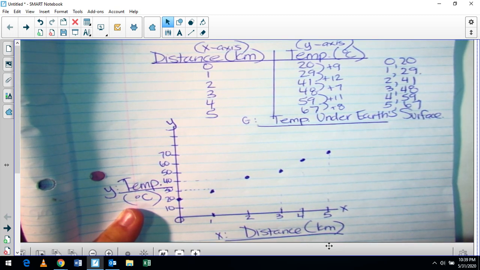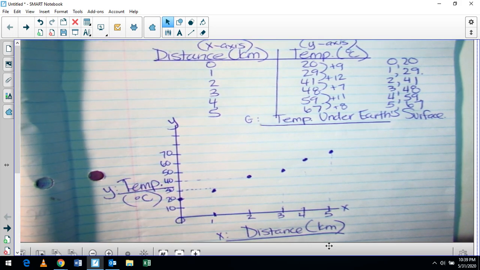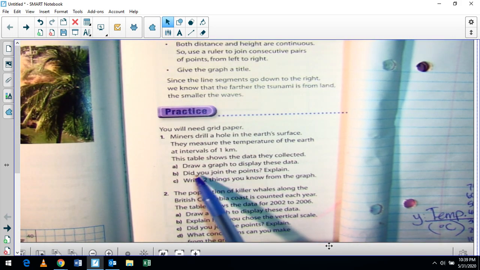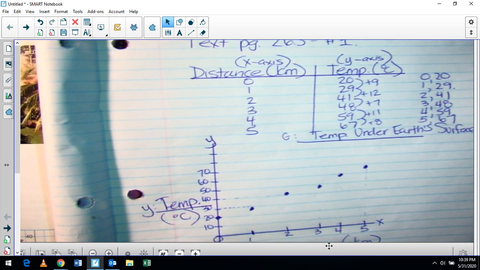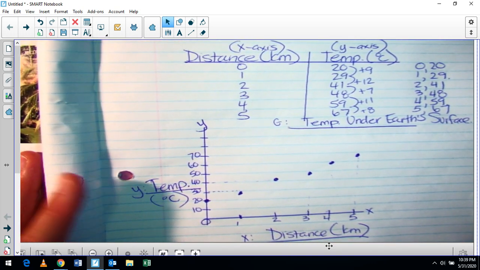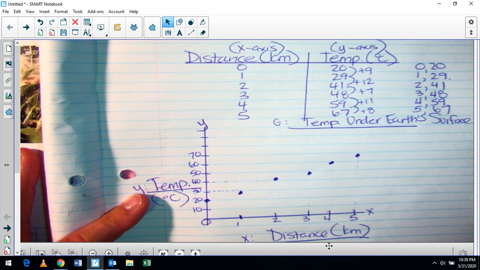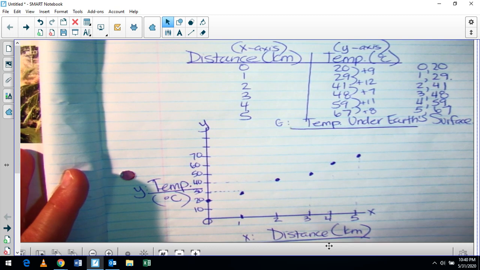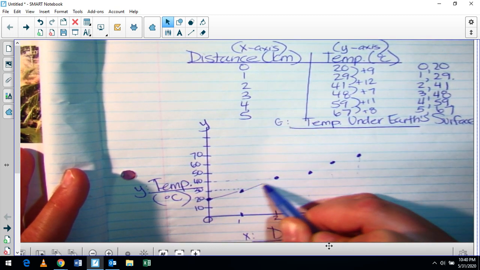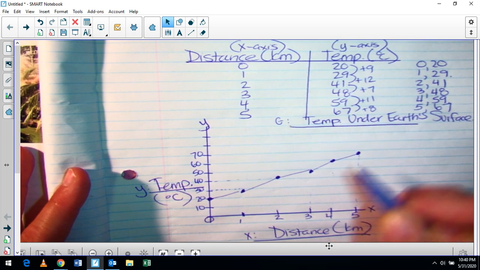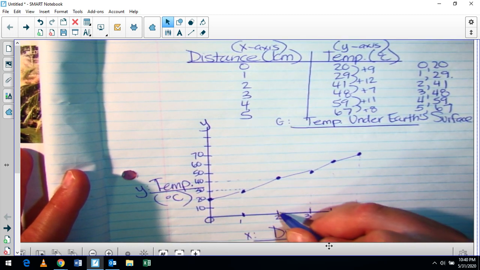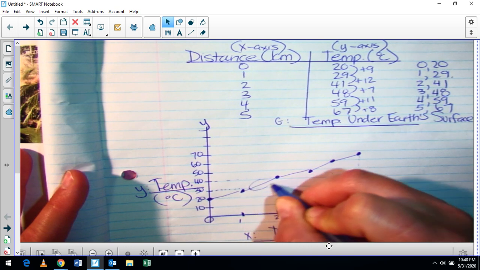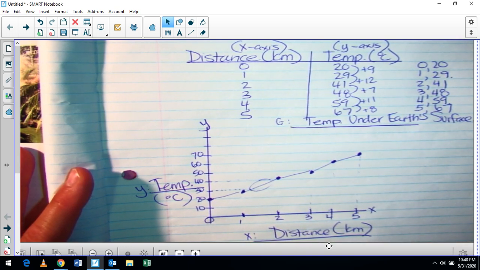Okay, so I have plotted my points. Now I need to answer the questions. Did I join the points, and explain? I haven't joined them yet. Points are joined if they are connected to each other or if the data can be measured in decimals. Both temperature and distance can be measured in decimals, so it is correct to join these points. There is going to be some temperature in between 1 kilometer and 2 kilometers down, somewhere in this range. So it makes sense to join the points.